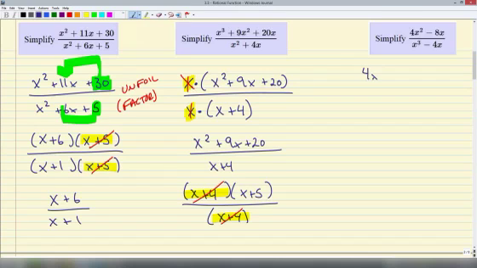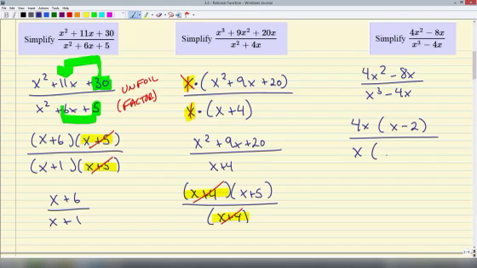So this one is 4x squared minus 8x divided by x to the third minus 4x. Out of the top, let's factor out a 4x. So that'll leave you with x minus 2. And then on the bottom, let's factor out just an x, I guess. And that'll leave us with x squared minus 4. Now that x squared minus 4 is a difference of squares. And this is going to factor into x plus 2 and x minus 2.